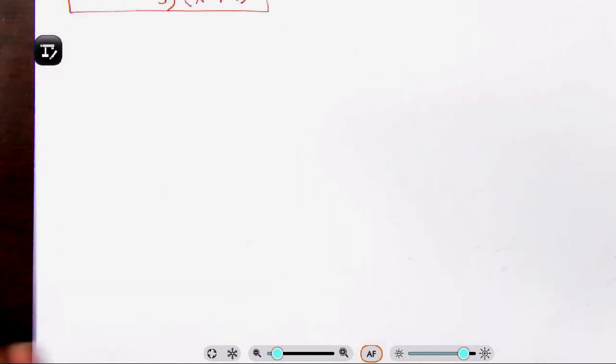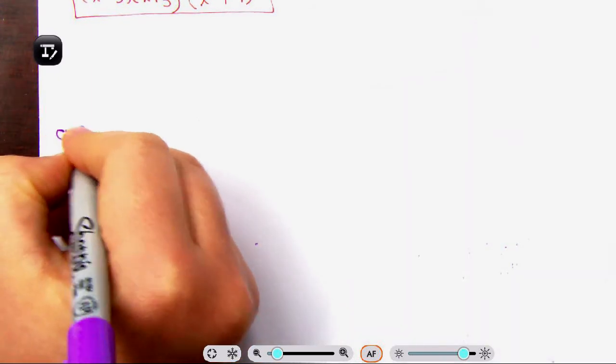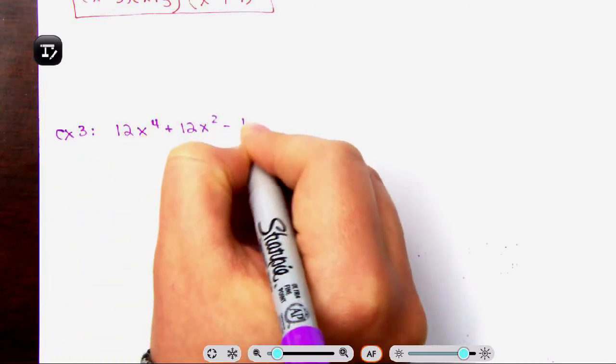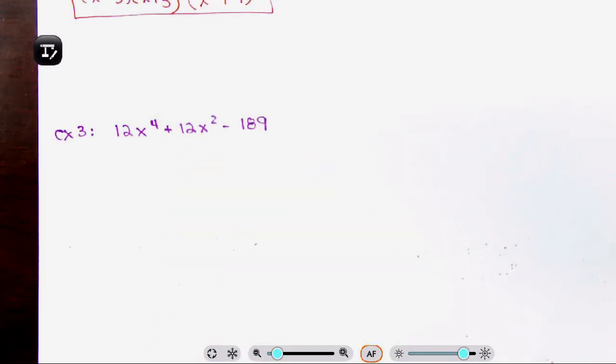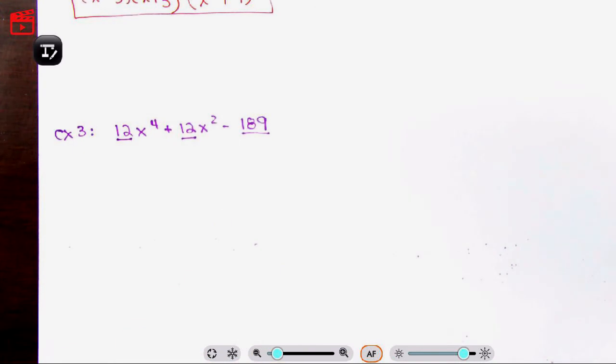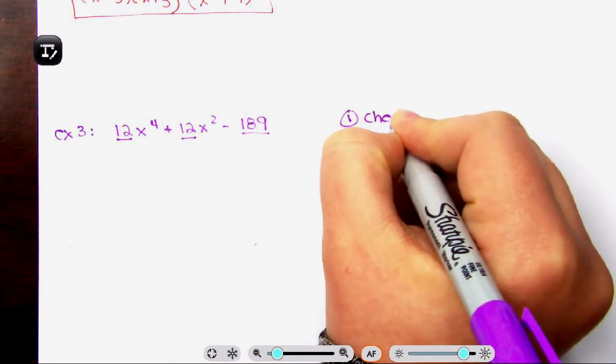Let's give you one that you have to, let me see if I can get a good one for you. Let's do this one. Example 3. 12x to the fourth plus 12x squared minus 189. Now, one thing I notice is I have a 12 here, a 12 here, and 189. And I think 189 is divisible by 12. So if it is, we have to pull out our GCF. So step number 1 here is check for GCF.